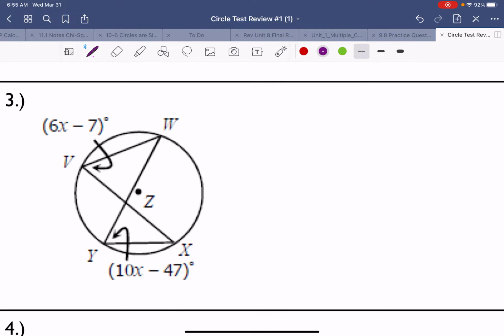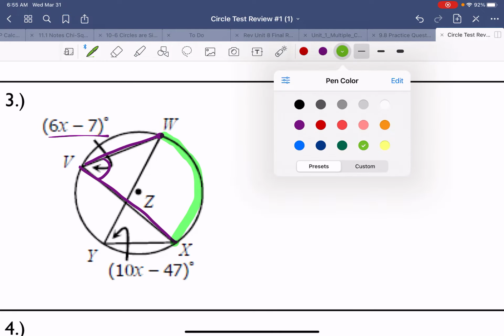Now, here's a problem that at least my students haven't seen in a while, but it's a very easy concept. Look at this angle right here, because that's one of the angles that's given to us. We have that angle, which we know is 6x minus 7. You can see that that angle is connected to this arc right there, right? Whereas likewise, if I looked at this angle, I'll use orange, how about that?